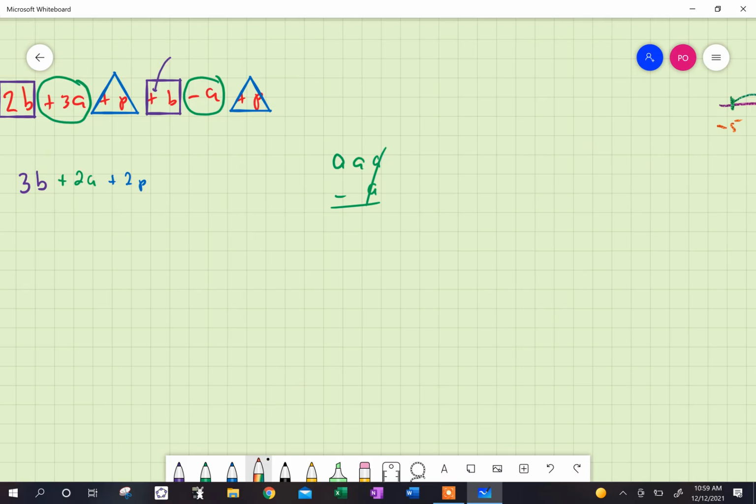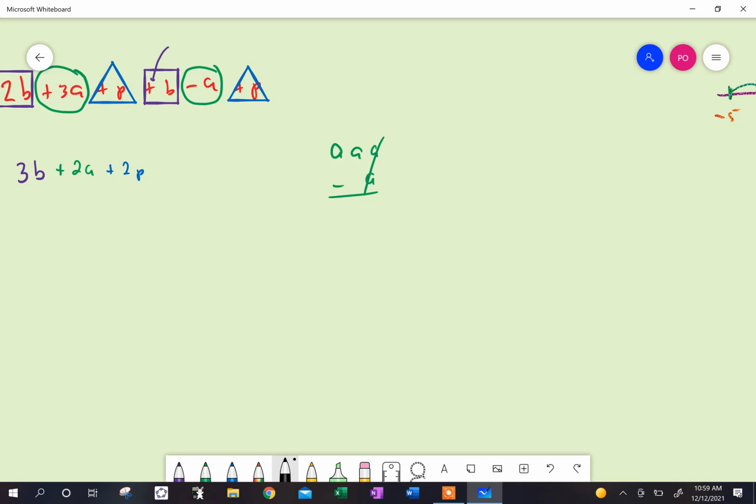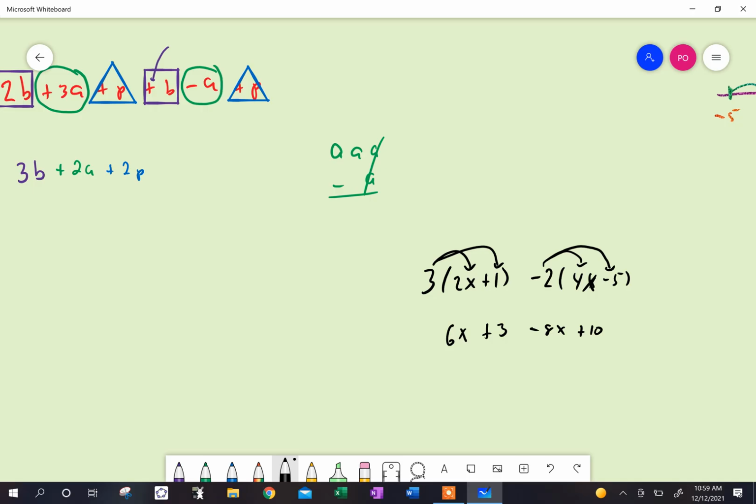Well, I'll do one last example because this is actually kind of important. If I had something like this, 3 times 2x plus 1 minus 2 times 4x plus 5, you'll have to be careful because now you can't combine like terms until you get rid of these parentheses. 3 times 2x is 6x. 3 times 1 is 3. -2 times 4x is a -8x. -2 times a +5 is a -10.